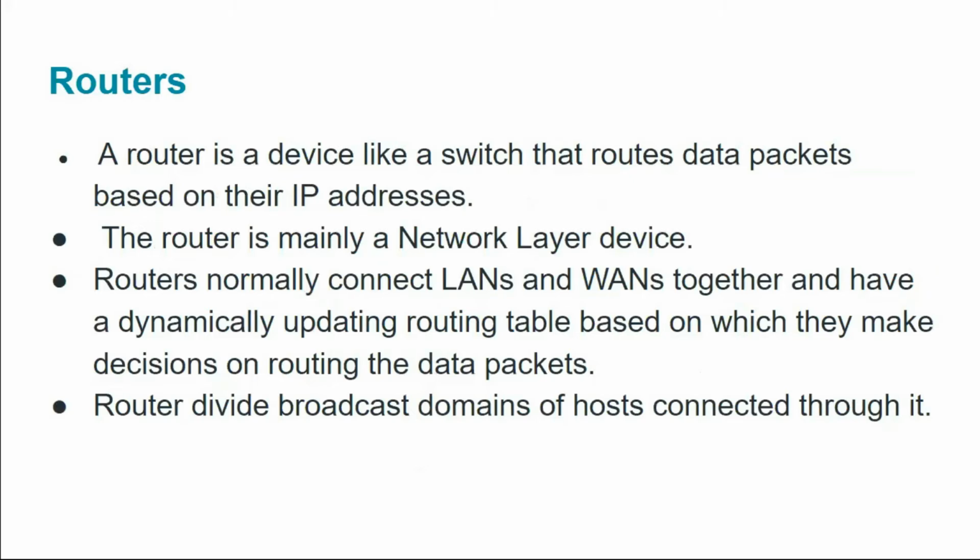The next thing is the router. The router is a device like a switch that routes data packets based on IP addresses. So the filtering will happen based on the IP address. The router is mainly a network layer device. So we have seen devices which relate to the physical layer and the data link layer. Now we will be seeing network layer devices. Routers normally connect both local area networks and wide area networks together and have dynamic updating of the routing table. For example, you're sending a mail. It will correctly reach the person using that mail ID even if he changes his system. That routing, everything will be done by using routers. And the router divides the broadcast domains of the hosts connected through it.